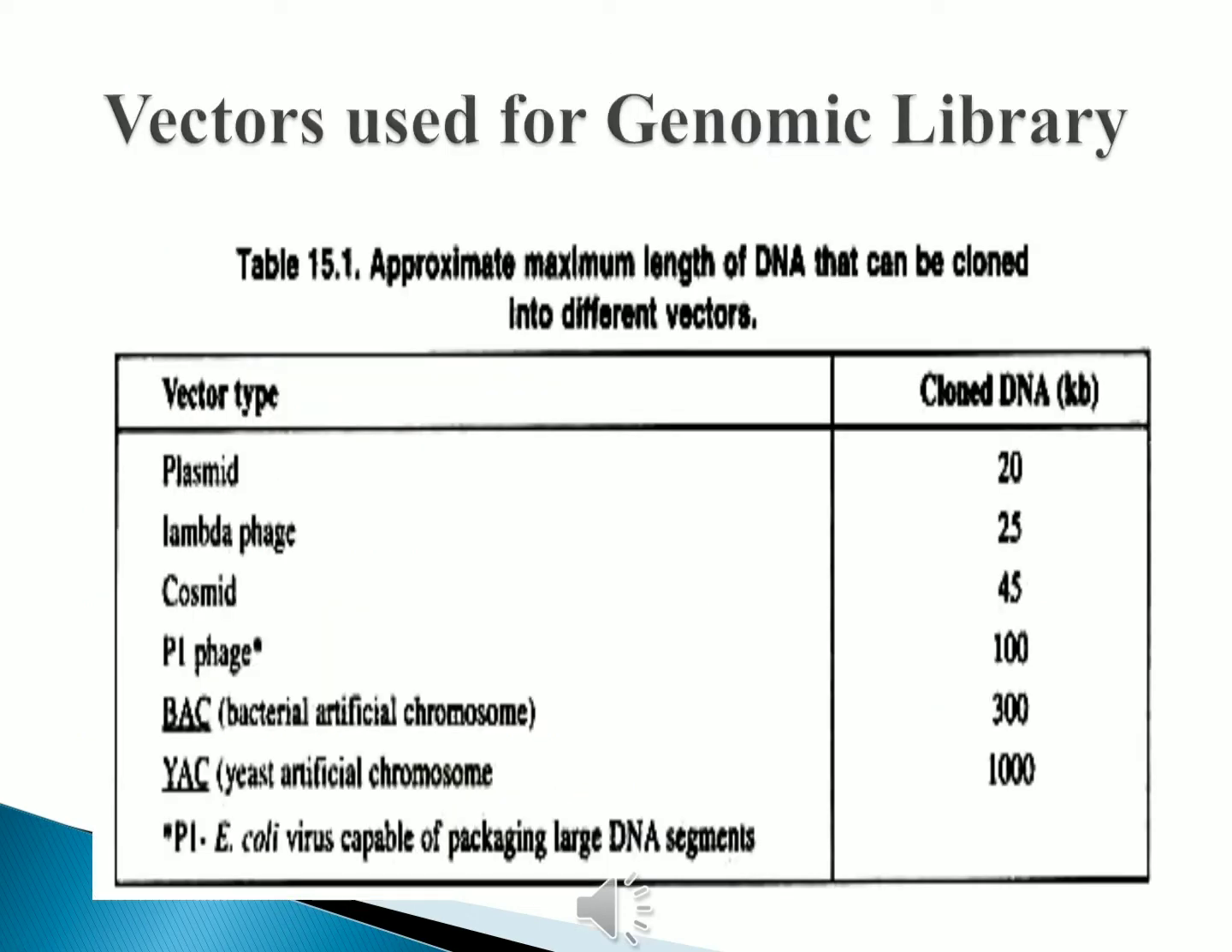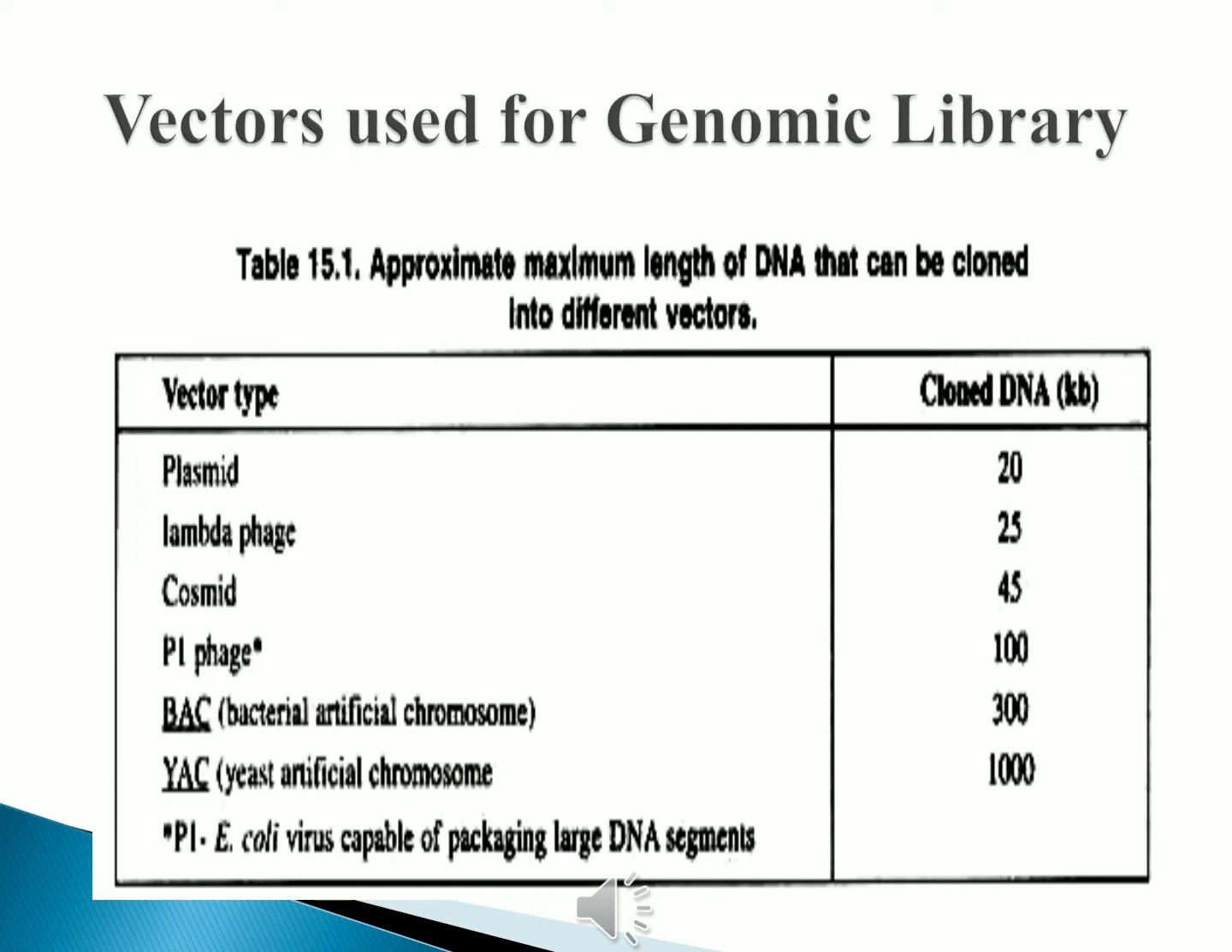Now let us see the vectors which can be used to construct genomic DNA library. There are several vectors which can be used in order to construct DNA libraries. In this table, there are examples of several vectors and the approximate maximum length of DNA that can be cloned into different vectors. For example, in case of plasmid, the approximate maximum length of DNA that can be cloned is 20 kilobase pair. For lambda phage, it's 25 kilobase pair. For cosmid, it's 45 kilobase pair.